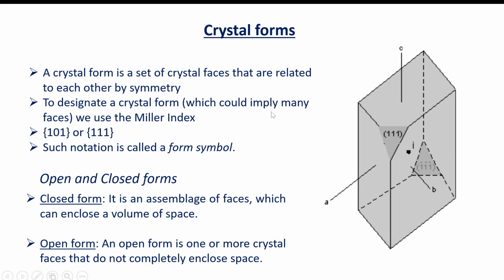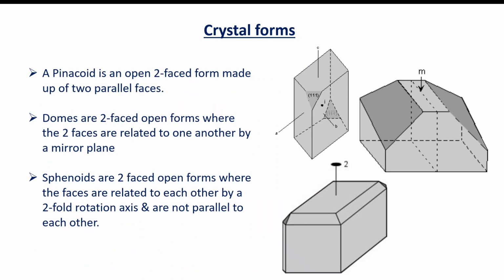Now again you have 2 broad kinds of simple forms, that is open form and closed form. As the name suggests, a closed form is an assemblage of faces which can enclose a volume of space. Similarly, an open form is one or more crystal faces that do not completely enclose a 3-dimensional space. There are several forms, but I will only discuss a few of the common forms here.